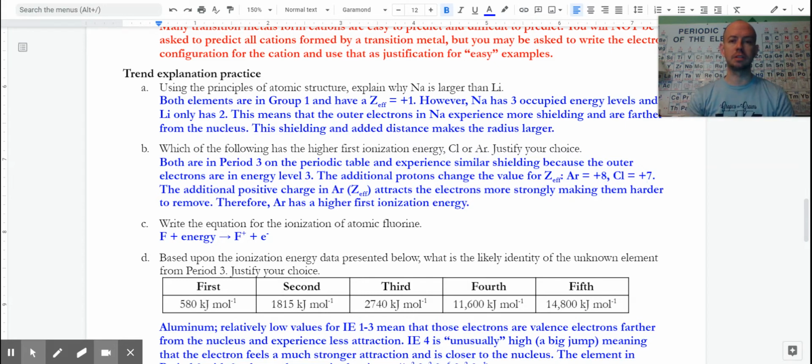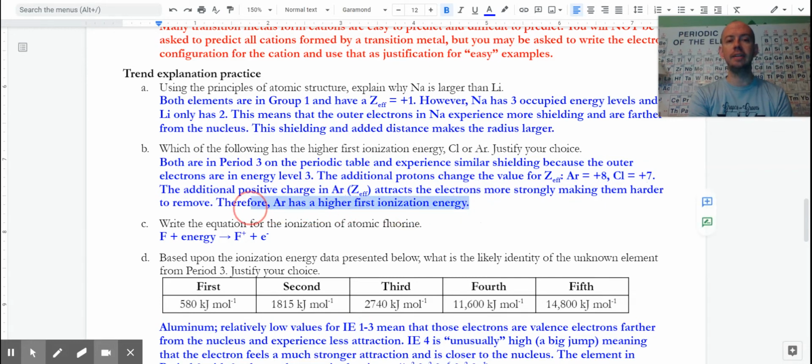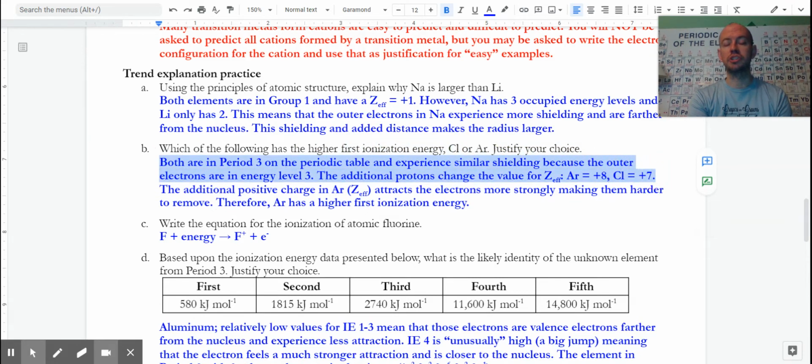First sentence, maybe what's the same? The additional protons, the more positive charge, the more Zeff changes that for those. More positive charge attracts the electrons, therefore it's harder to remove. So from a claim evidence reasoning format, I ended with my claim, argon is higher. My evidence was, what do I know about shielding? What do I know about Zeff? My reasoning is, what does that mean in relation to my claim?